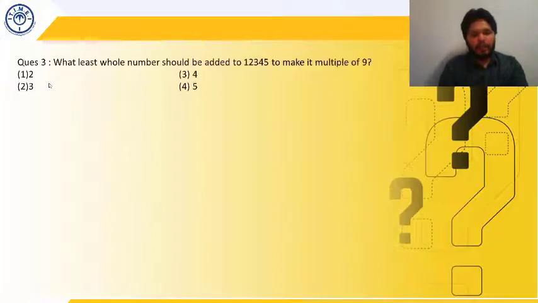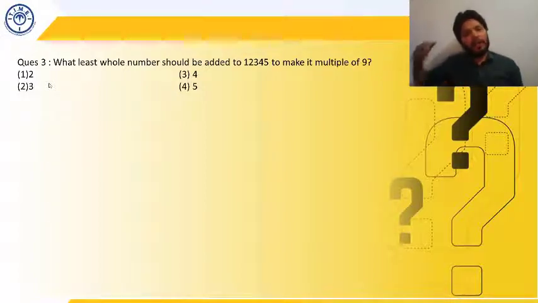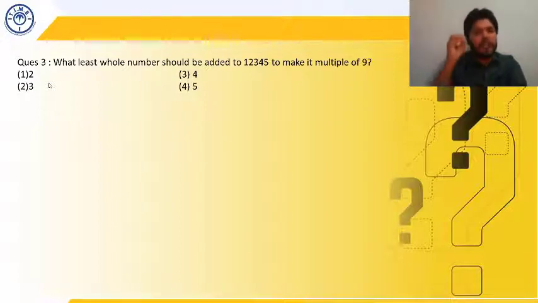Okay, let's take one more example before ending this session. What least whole number should be added to 12345 to make it a multiple of 9? So we want to make 12345 a multiple of 9. So what is the divisibility rule of 9 we have discussed? We have discussed that a number is said to be divisible by 9 only if the sum of all the digits is divisible by 9. So here, 1 plus 2 plus 3 plus 4 plus 5 is going to be the sum of all the digits.